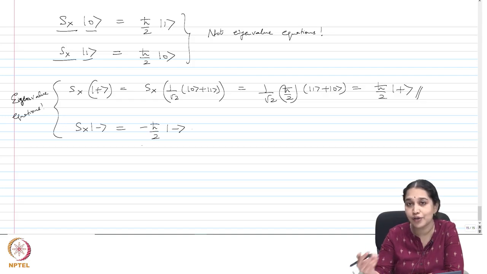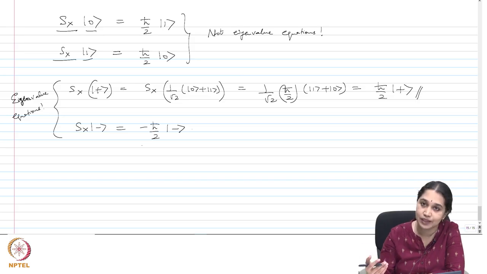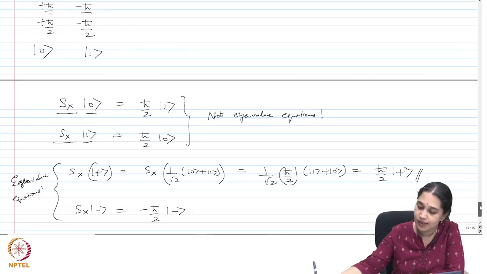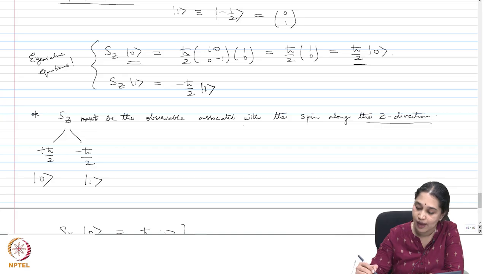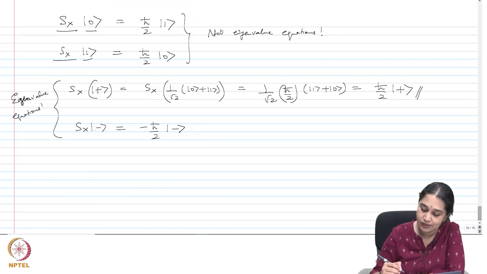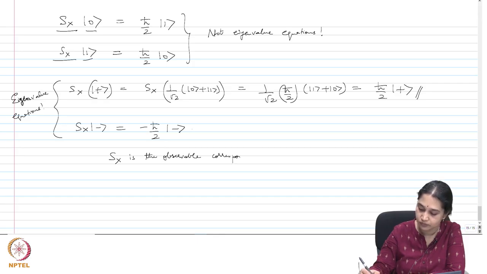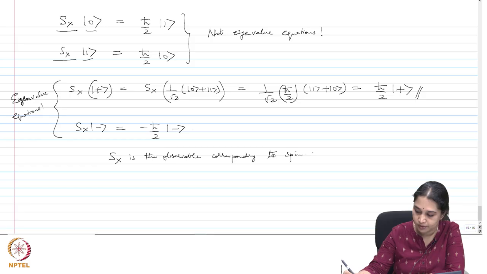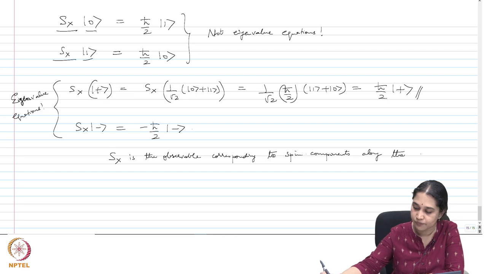But now along a different direction, a different physical direction. Once again this is the reason we call this Sx, because if we associate 0 and 1 with the z axis, as spin states along Sz, then we can associate plus and minus as spin states along Sx. So Sx is the observable corresponding to spin components along the x direction or the x axis.